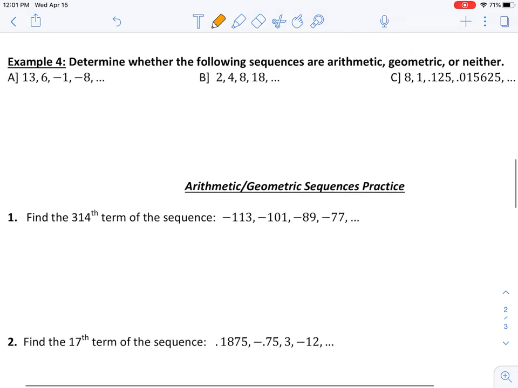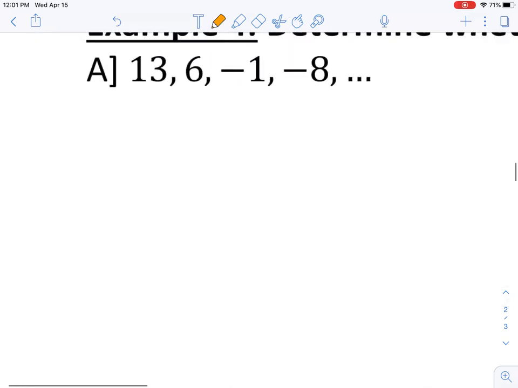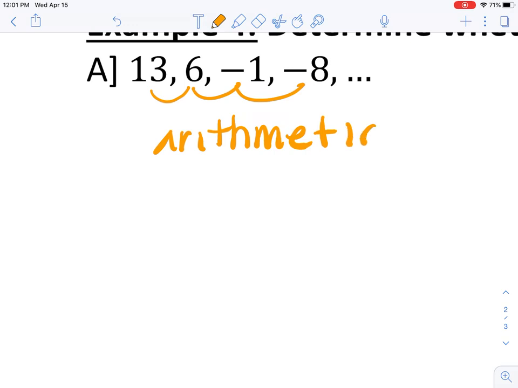Have it open and you try this first section and compare with mine. Determine whether the following sequences are arithmetic, geometric, or neither. Go ahead and pause the video. Do those 3. All right, this one. This is -7, -7, -7. So this is arithmetic, and the difference is -7.